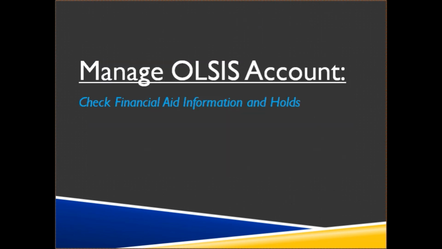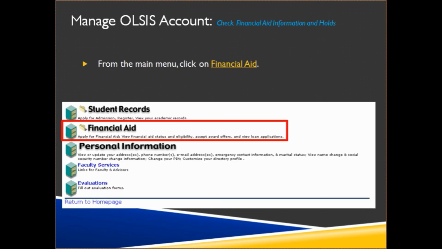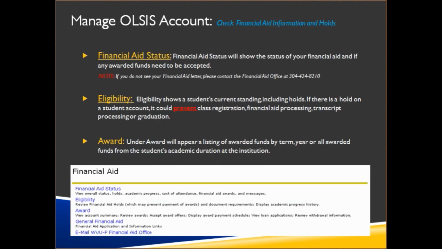Checking financial aid information and holds. From the main menu, click on Financial Aid. There is a lot of important information on the screen. The first is your financial aid status. This shows your financial aid status and if any awarded funds need to be accepted. Note, if you do not see your financial aid letter, please contact the Financial Aid Office at 304-424-8210.